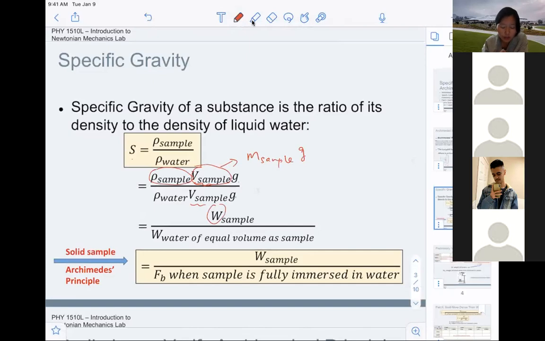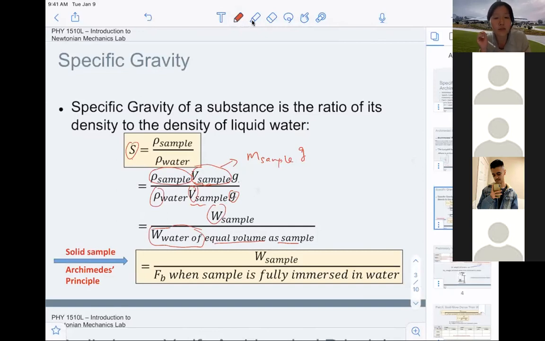On the denominator, if you use this much water density times this much volume, that's the mass of that water, times g, and that becomes the weight of the water. Weight of how much water? Of the equal volume as the sample. That's the water that's being displaced when you put it in water. So you can see that the specific gravity can be calculated by measuring the weight of the sample.